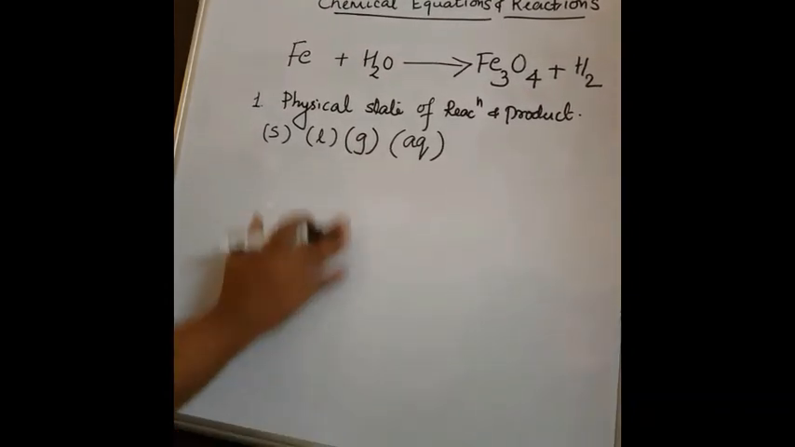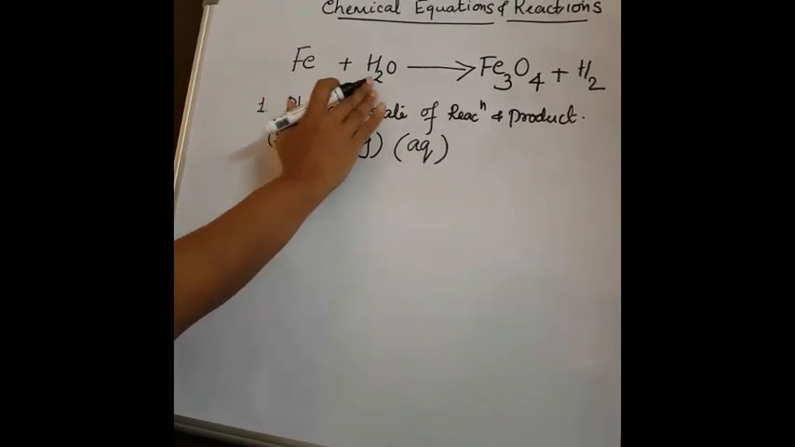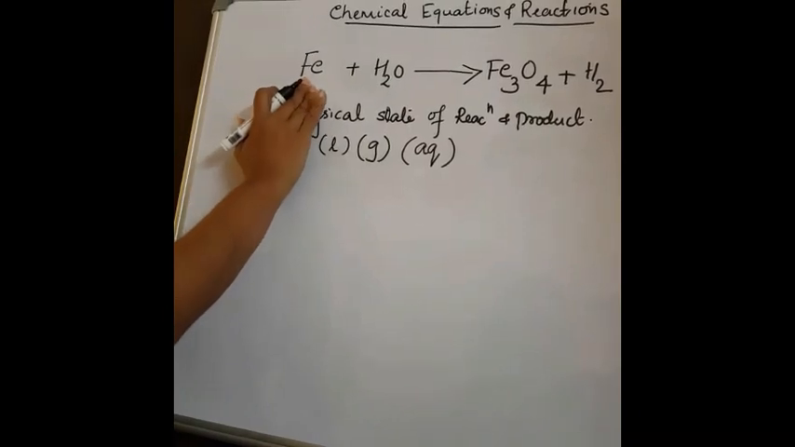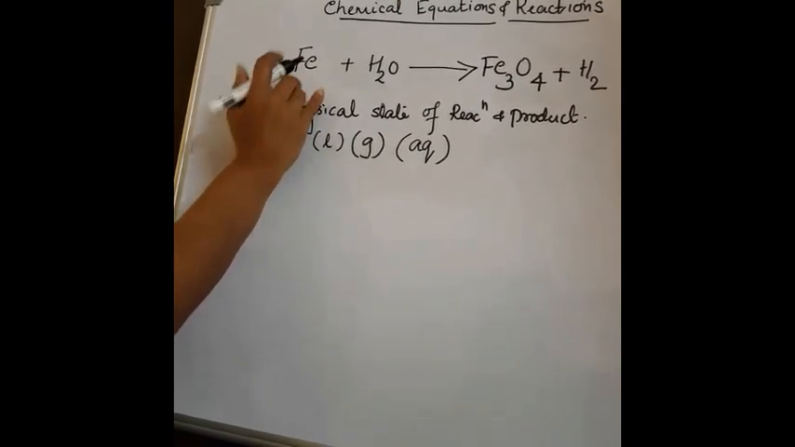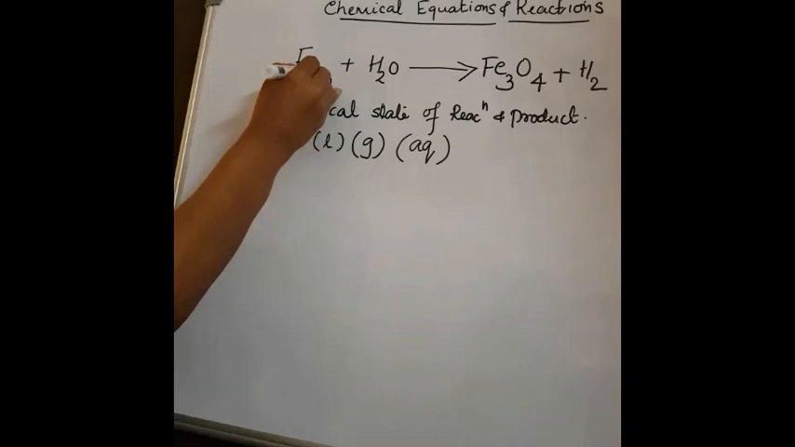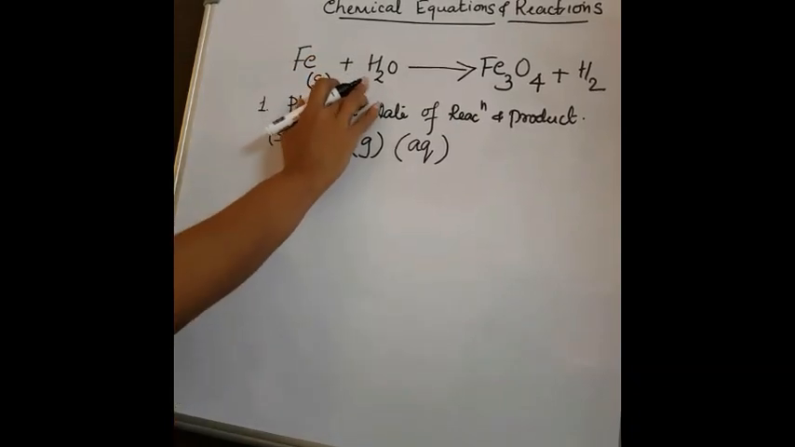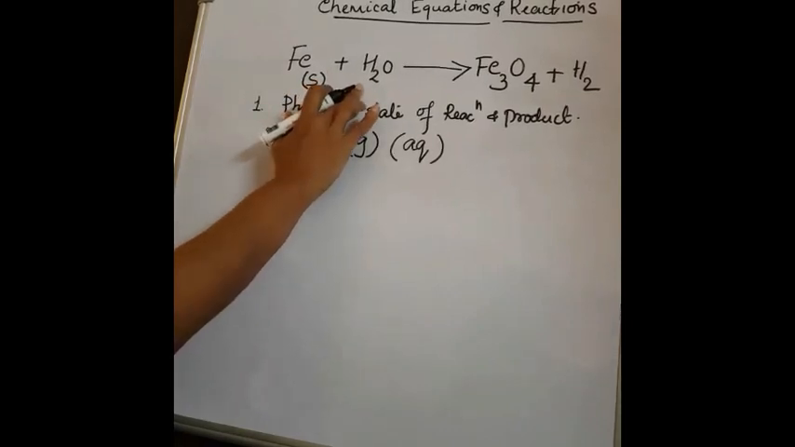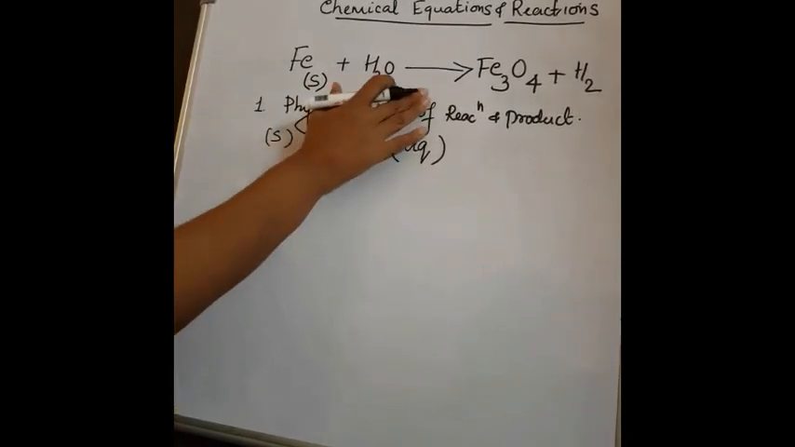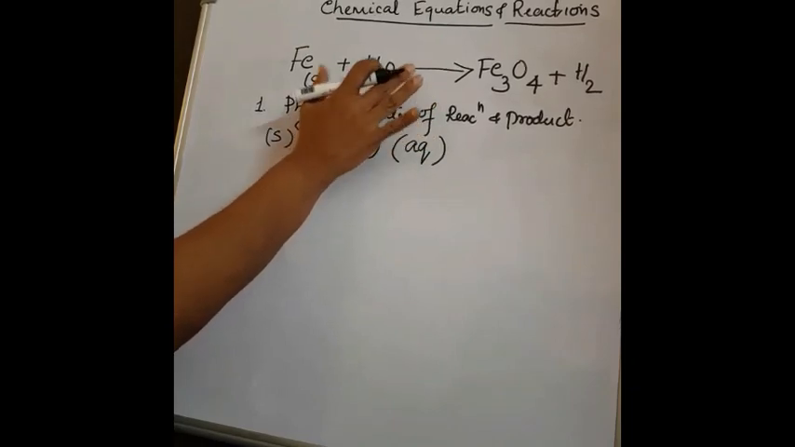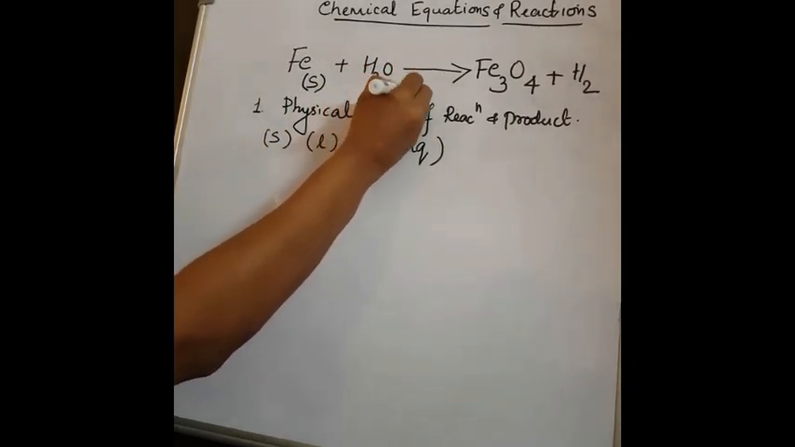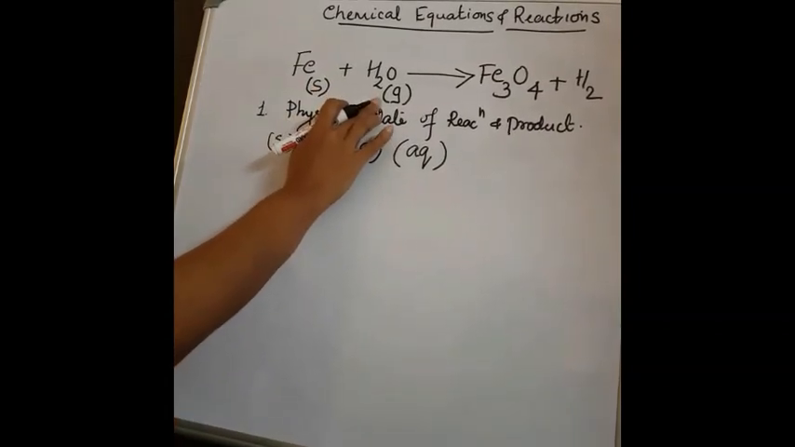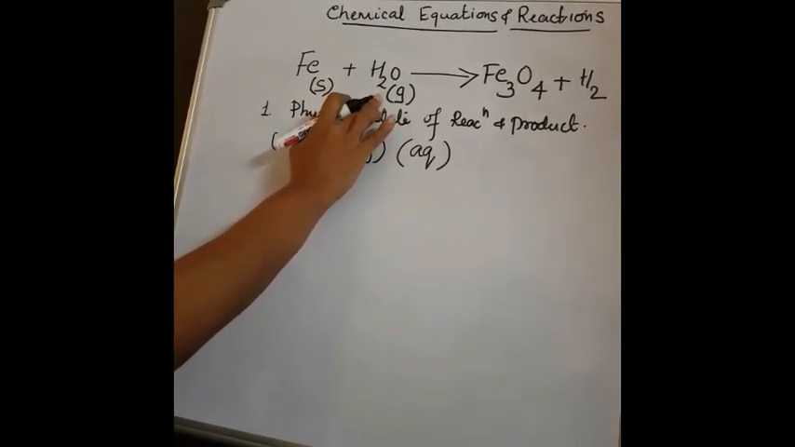Now, coming back to this equation, iron plus water giving Fe3O4 plus hydrogen, you know iron is a metal, so it can be in a solid state. So I can write S in bracket. Now what about water? And you know iron cannot react with cold water. So if this reaction has to happen, iron can only react with steam or hot water. So you can represent the hot water or steam by the simple G, which is gas.